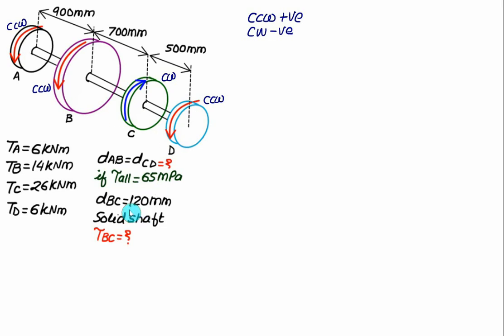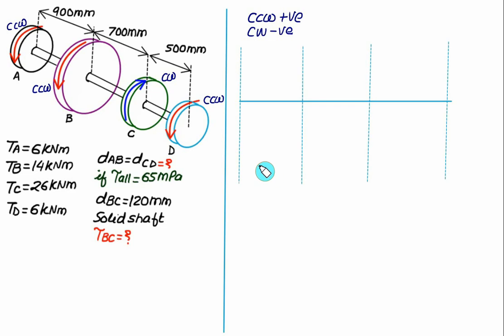So first of all we'll develop the torque diagram, and we'll calculate the torque in the shaft AB, in the shaft BC, and in the shaft CD. So let's mark the points A, B, C, D. Now remember this one is a statically determinate problem because both ends are free ends here.